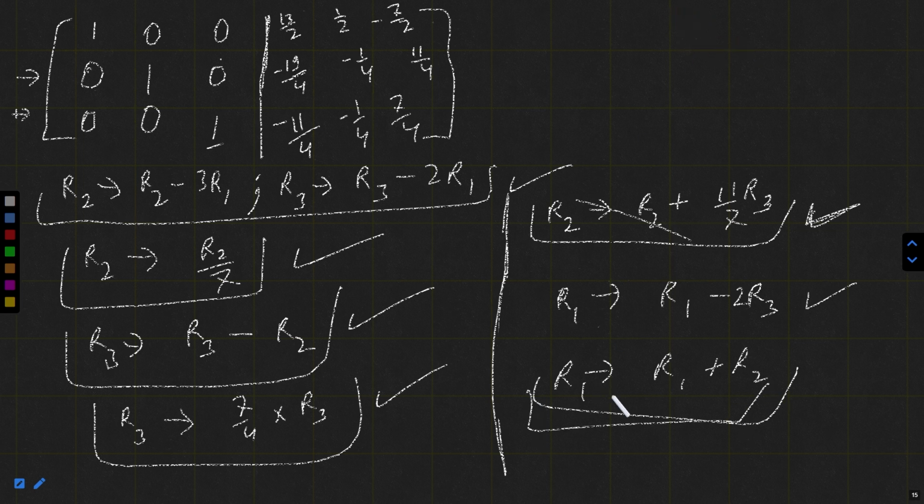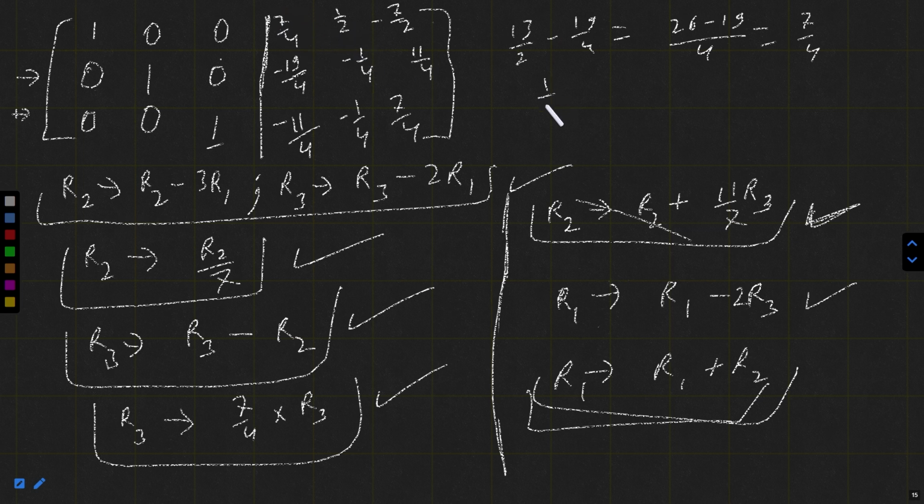Now for this operation, I have to just add. So add this and this, you will have minus 19 by 4. Okay, so 13 by 2 minus 19 by 4 will give you 26 minus 19, and this will be very simple, 7 by 4. LCM will be 4, so it will be 26 and 19. So just 7 by 4.